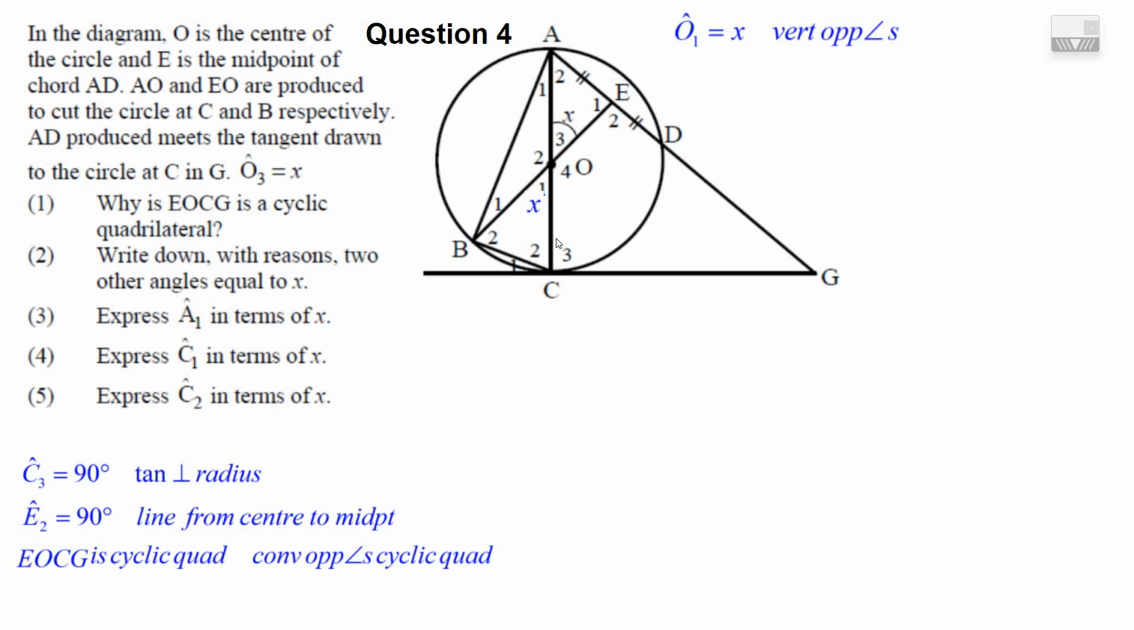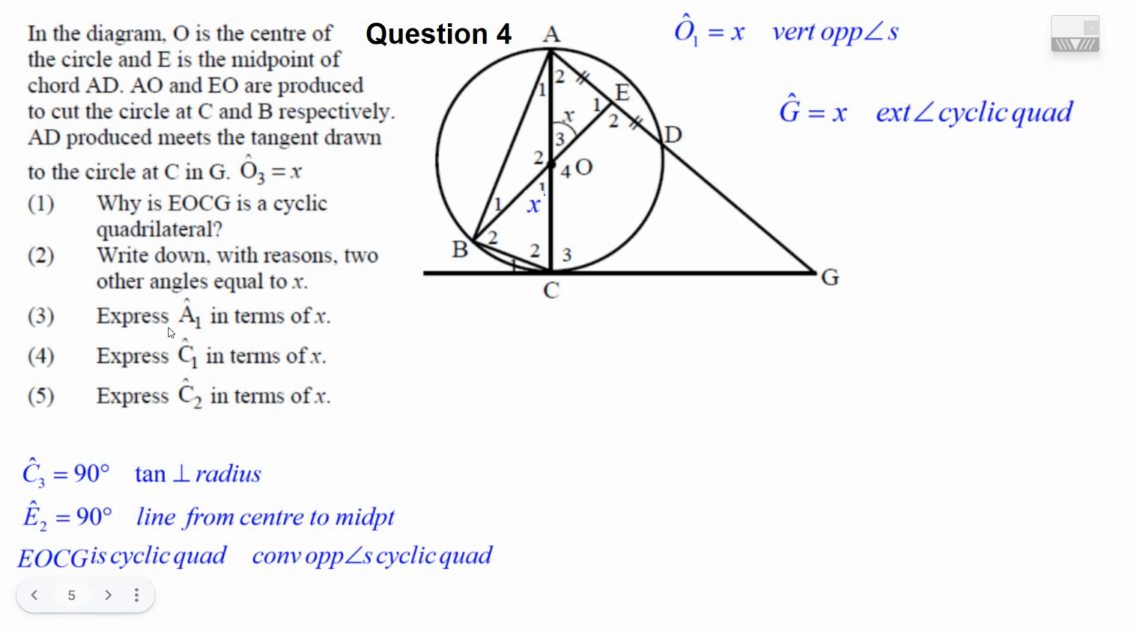But now you often use the thing from before. We know this is a cyclic quad. There's really a circle we could put through E, O, C, and G. Well, there's a line going straight off. X is an exterior angle, and it equals the opposite interior angle in the cyclic quad. So G must be X, the exterior angle of a cyclic quad. And that's it. That's the whole thing done. Well, at least question 2 done.